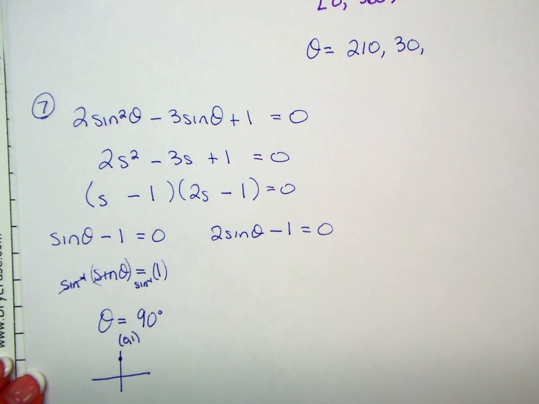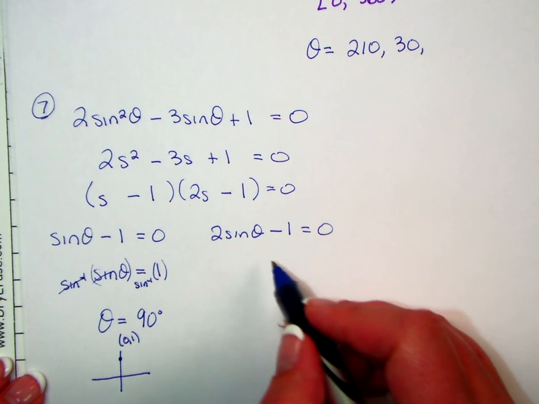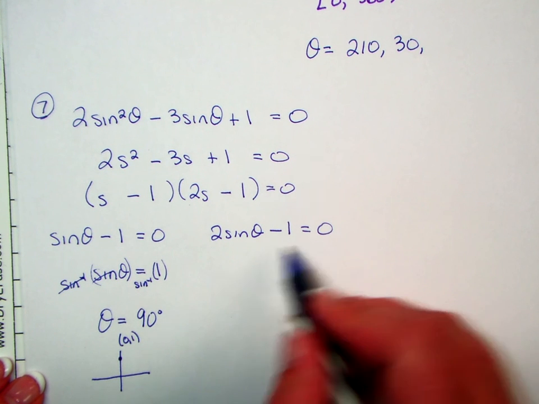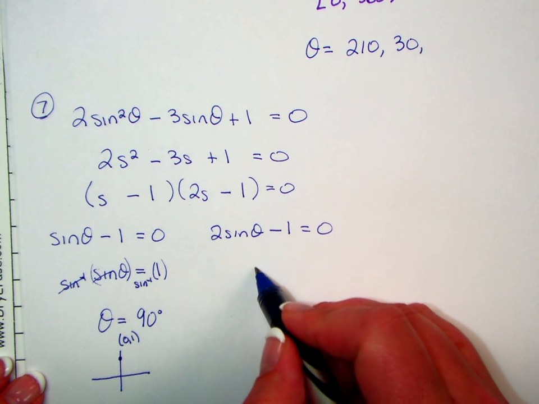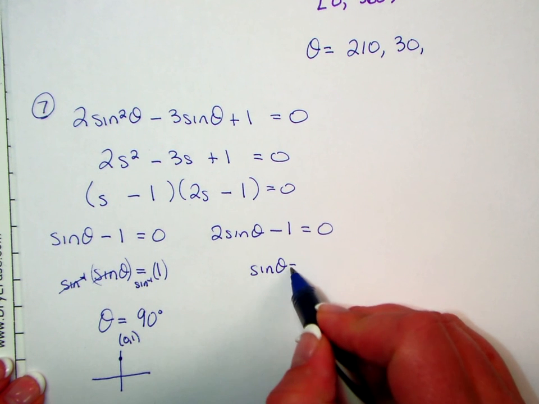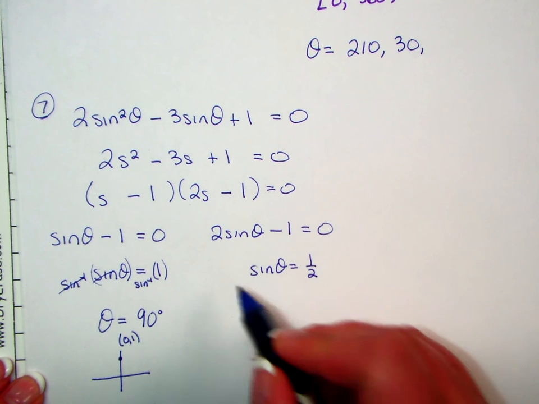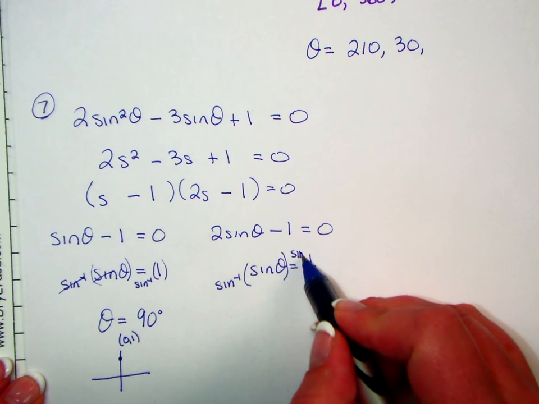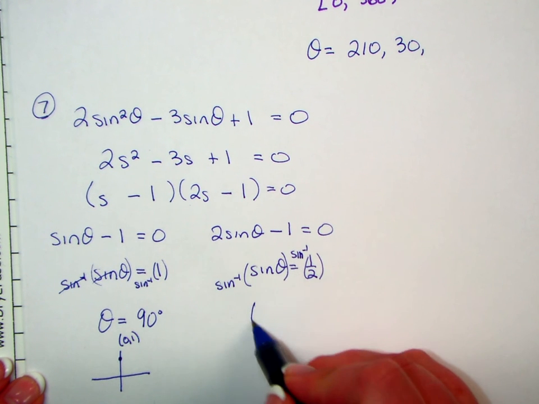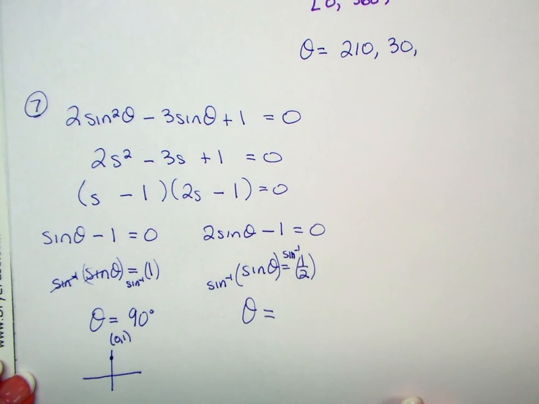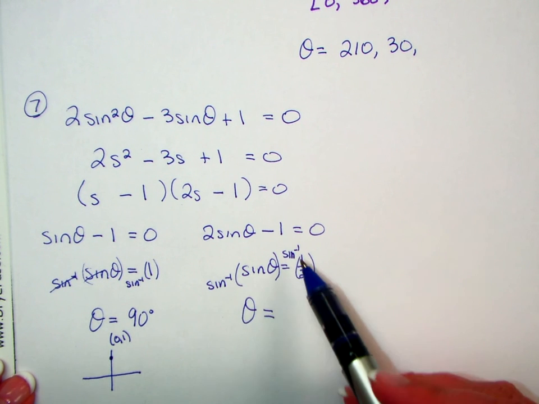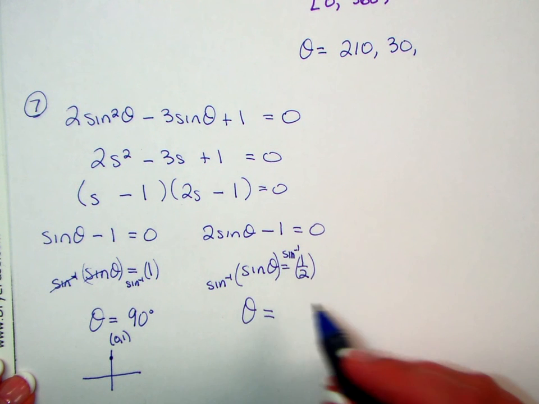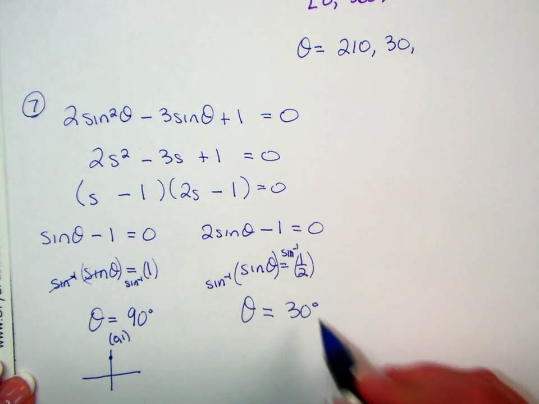Now going over here, I'm going to solve for sine theta. So I'm going to add 1 and divide by 2. So I'm going to get sine theta equals 1/2. Then I'm going to take sine inverse of both sides. We've done this several times. It must be the book's favorite one. What's sine inverse of 1/2? We're going to get 30 degrees.